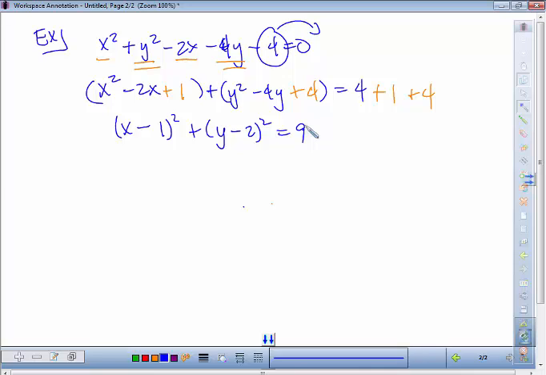Oh man, this isn't an ellipse. Well, at least you'll know what a circle looks like. Where's my ellipse equation example?